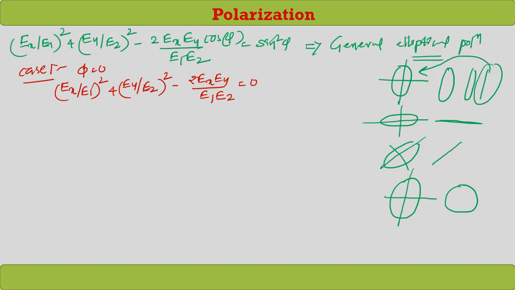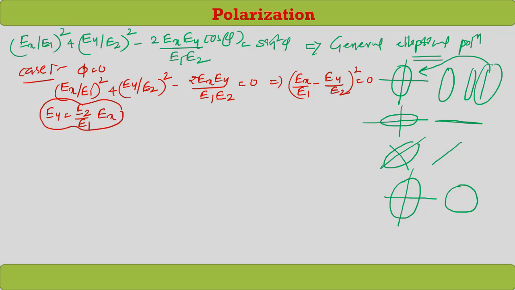Now it is exactly in the form of a square plus b square minus 2ab, that means a minus b whole square is equal to 0. So Ex by E1 minus Ey by E2 whole square is equal to 0. This can be rewritten as Ey is equal to E2 by E1 into Ex. So this looks exactly like y is equal to mx, where the slope m is equal to E2 by E1.